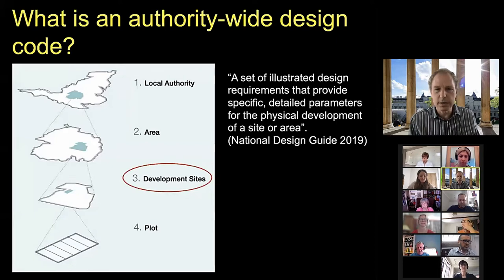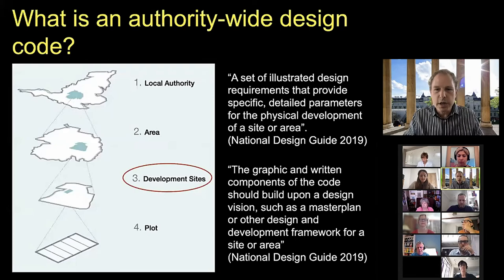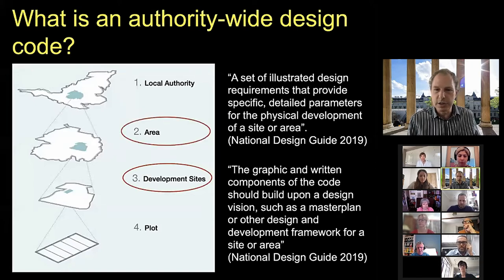And that particular guidance from a couple of years ago notes that the graphic and written components of the code should build upon a design vision such as a master plan or other design and development framework for a site or area. Now, that definition at that time clearly envisaged that codes would relate to specific sites or closely defined areas such as a neighborhood, maybe with a series of developable sites within it. And also envisaged codes to be a delivery tool for a spatial design vision that had already been prepared.